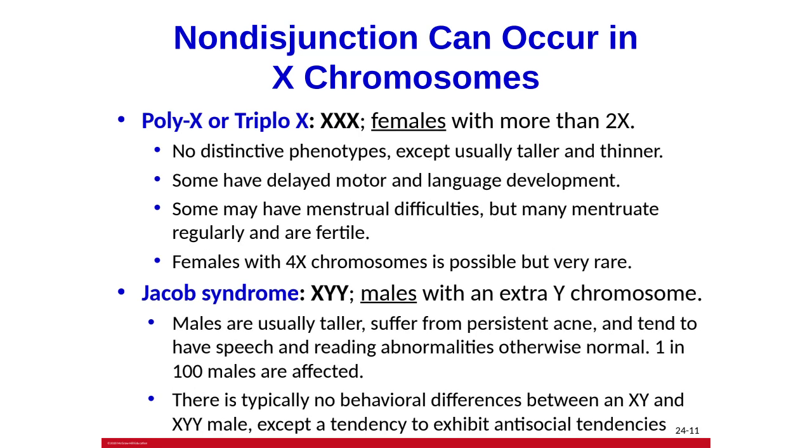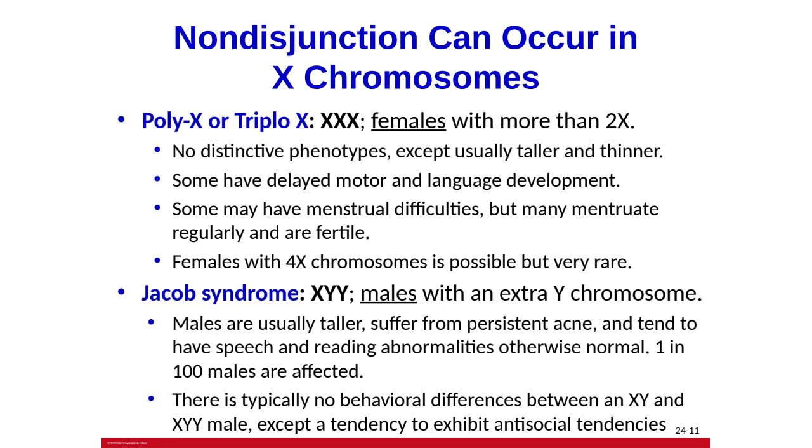Okay, we're going to discuss a few more non-disjunction events. This is the last slide. So we've got poly X or triplo X. These are individuals that are XXX. Normally females have 2 X chromosomes, and these individuals have more. There's not an extremely distinctive phenotype, except that they're usually taller and thinner than your typical female. Some may have delayed motor and language development. Some may have menstrual difficulties, but many menstruate regularly and are fertile.